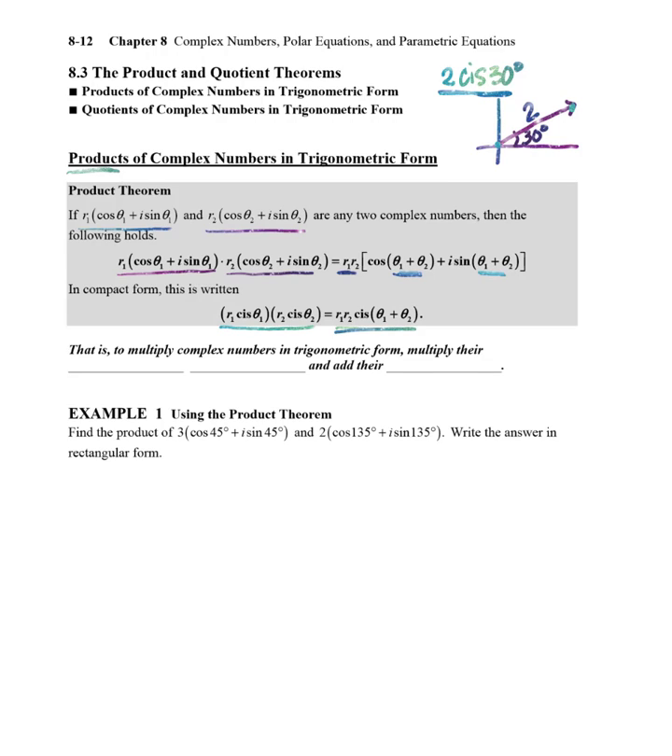That is, to multiply complex numbers in trig form, multiply their absolute values. And that means to multiply the r's together, and then add their arguments. That means that we're adding the thetas.